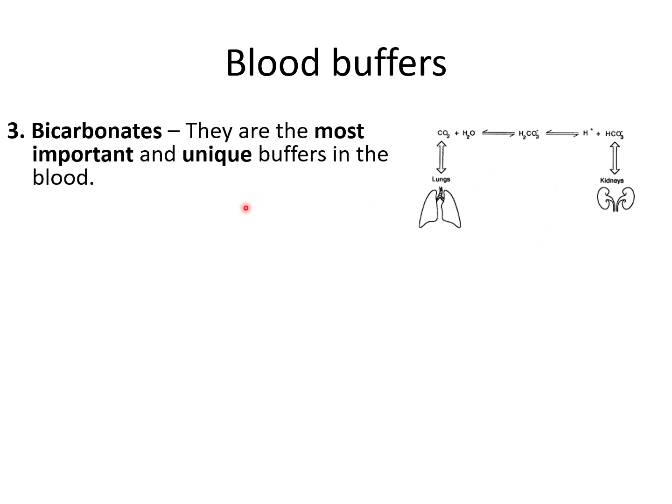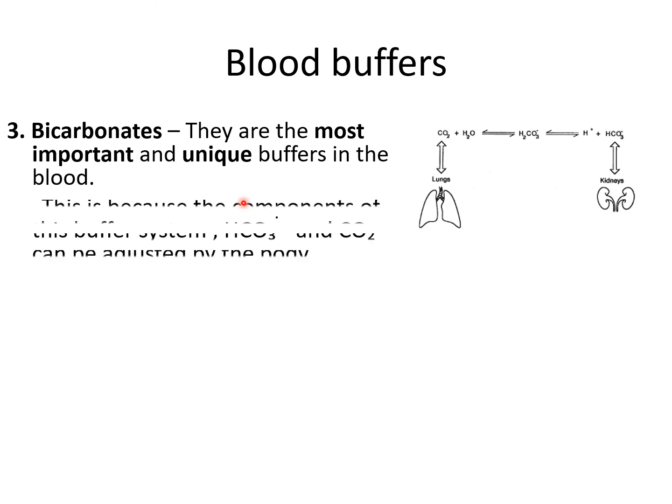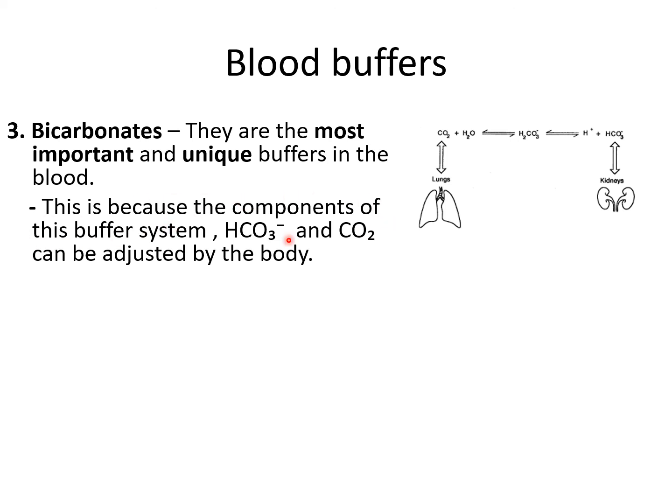Next is the bicarbonate buffer. Now, the bicarbonate buffer is the most important and unique buffer in blood. It is not the major contributor among blood buffers, but it is very important and has some unique features which are essential to maintain the pH of the body. This is because the components of this bicarbonate buffer system, that is HCO3 minus and CO2, can be adjusted by the body.